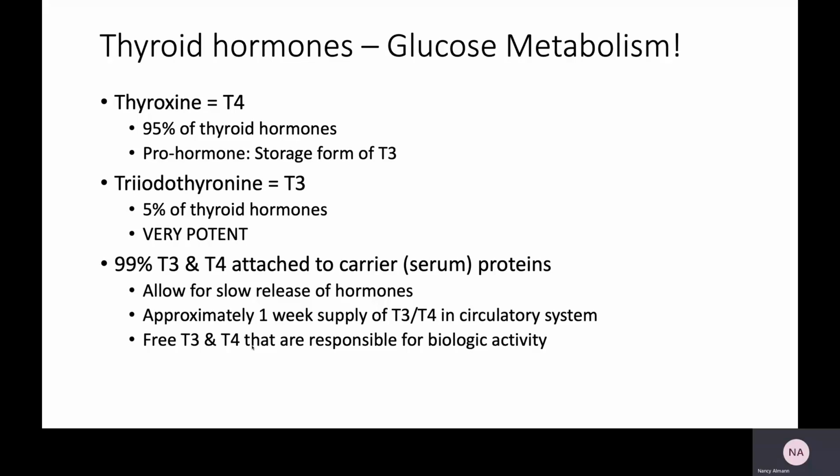So you have about a week's supply of T3 and T4 in the circulatory system. You have about 2 weeks supply in the follicles. Don't worry, I won't ask that, but I put those numbers in there so you have some idea of how much you have in the body and how important that hormone is. And it is free T3 and T4 that are responsible for biologic activity, in other words, glucose metabolism.